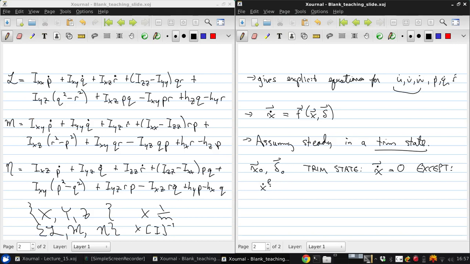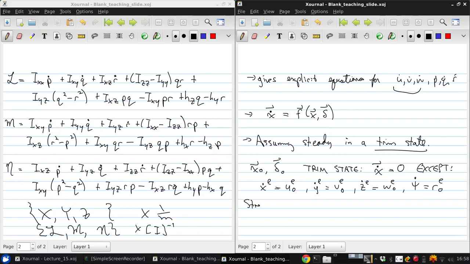Because x dot e is just u naught in the Earth axis, y dot e is v naught in the Earth axis, z dot e is w naught in Earth axes, and the heading angle change rate is just r naught, where r is our Earth z angular velocity component. So what this allows for is both straight flight and steady turns.